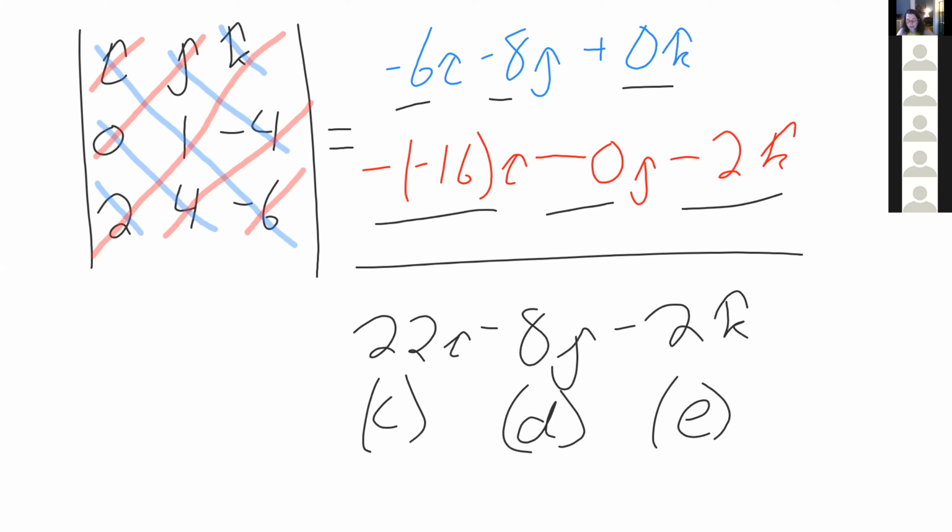Sure, yeah, so the -16 came from multiplying along the diagonal. When I was doing this red down and to the left, so I'm subtracting, and then -4 times 4 gives you -16.